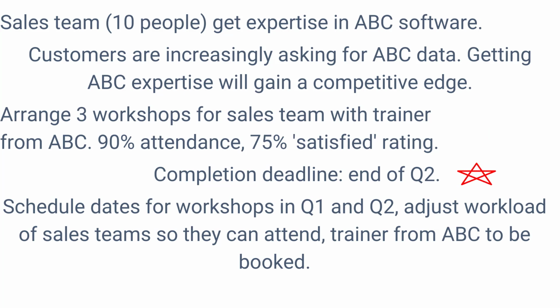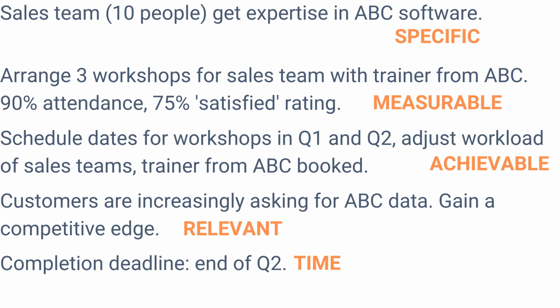The workshops need to be completed. The completion deadline is the end of the second quarter. Dates need to be scheduled for the workshops in the first quarter and the second quarter, and the workload of the sales team needs to be adjusted so that they can attend the workshops, and a trainer from ABC needs to be booked. So let's have a look at putting these 5 pieces of information into the SMART objectives.